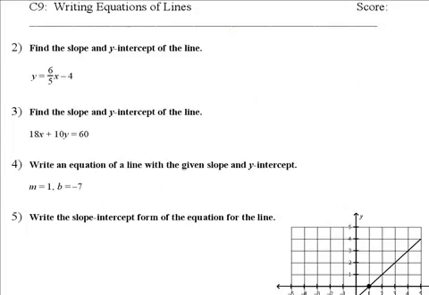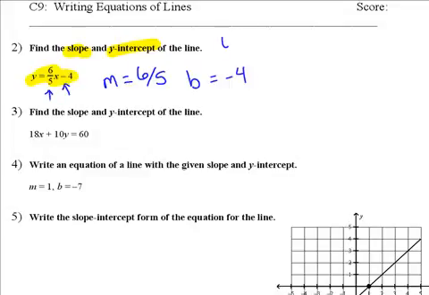Concept 9, writing equations of lines. This first one just asks us to find the slope and the y-intercept. And they gave us an equation of a line in slope-intercept form. So we should say the slope is 6/5, and the y-intercept, which we usually call b, is what? -4? We're done. The slope is 6/5, it's right there. And the y-intercept is -4, it's right there.